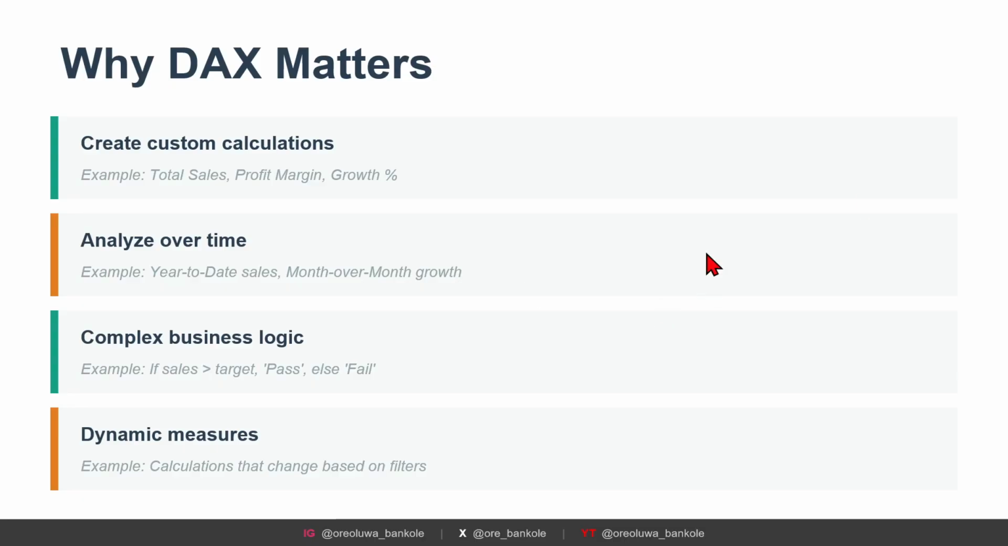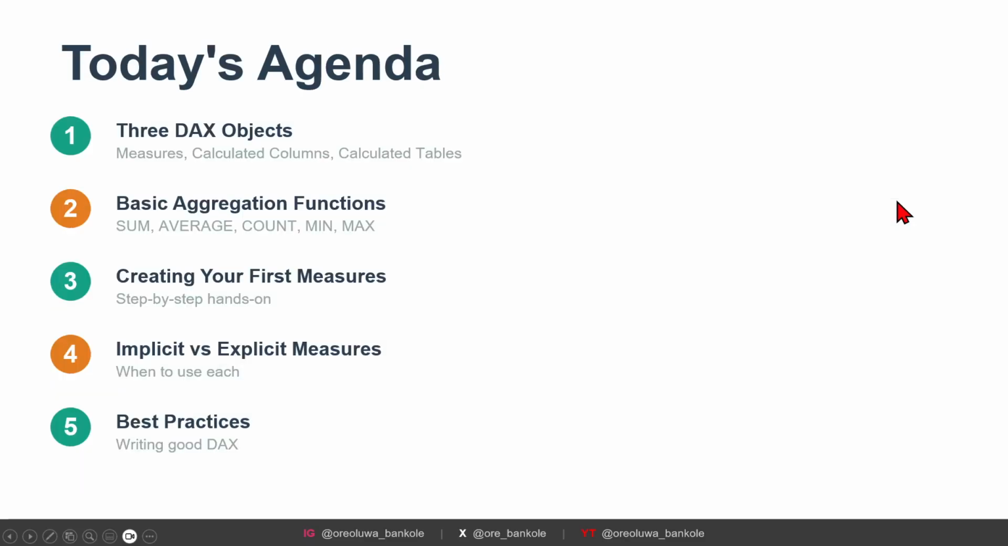Good. Now, let's go into what makes up DAX. Today we're going to be learning about the 3 DAX objects that make up DAX. We're also going to learn some basic aggregation functions, how to create our first measures, and then understand the concept of implicit and explicit measures. Then I'm going to talk about some best practices in DAX. Are we following, everybody? So we're going to be learning all this now.